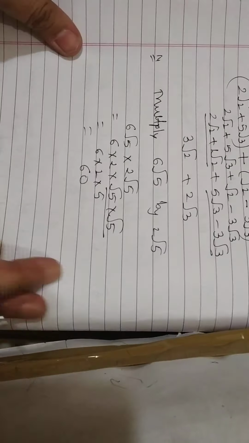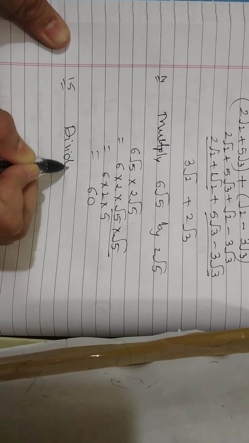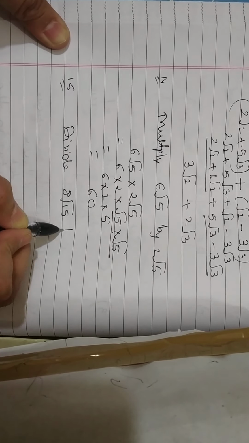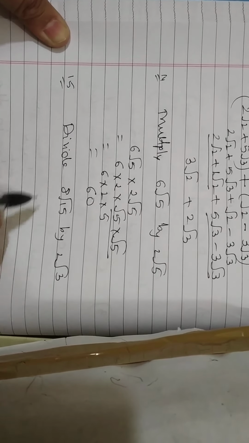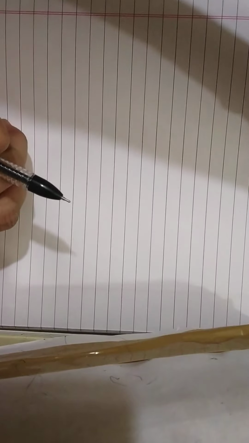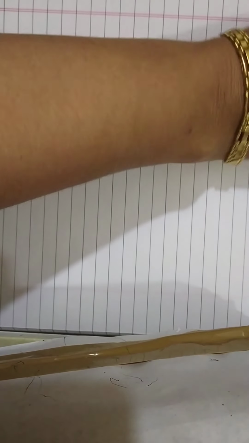Now, this is 15th. Divide 8 root 15 by 2 root 3. 8 root 15 divided by 2 root 3. So, you can write like this. First we'll cancel. 2 ones are 2, 2 fours are 8, so 4. Root 15 you can write root 5 into root 3, and this is upon root 3. Cancel this root 3. This will become 4 root 5. So, such examples we are going to solve today, taking solved examples.